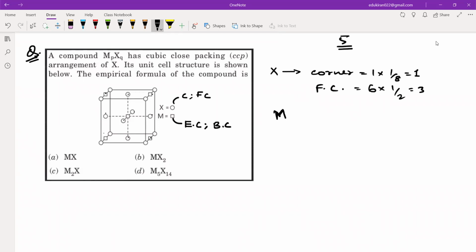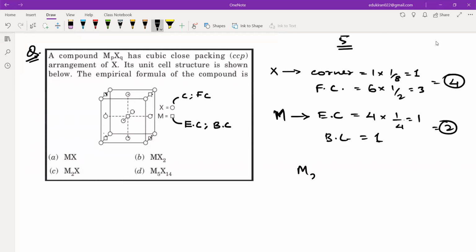Now M is present in the edge center, and in how many edges is it present? 1, 2, 3, 4 edges. It is present in 4 edges into 1 by 4, that will give me 1, and where else is it present? It is present in the body center, so that will also give me 1. So we have M as 2 and X as 4. So it is M2X4, that will give MX2.